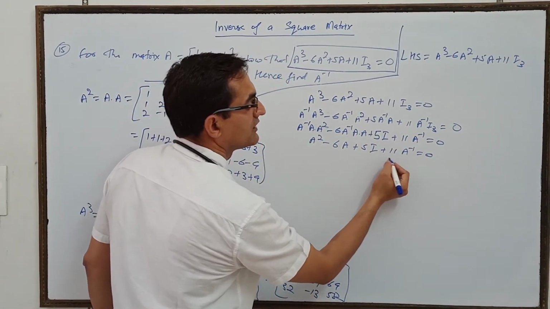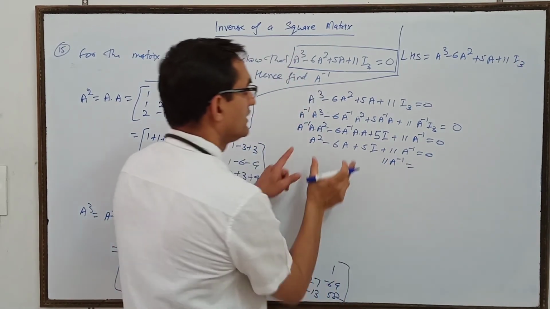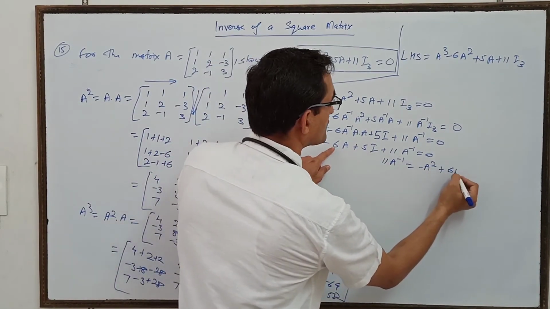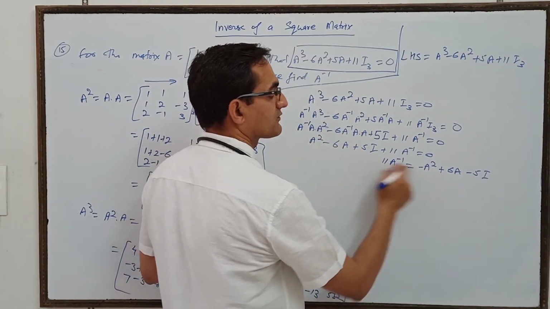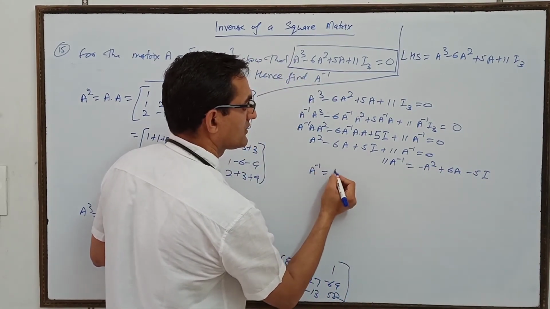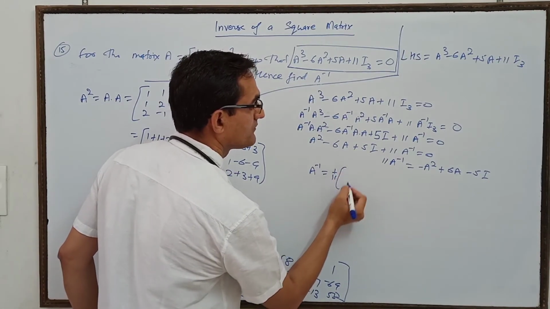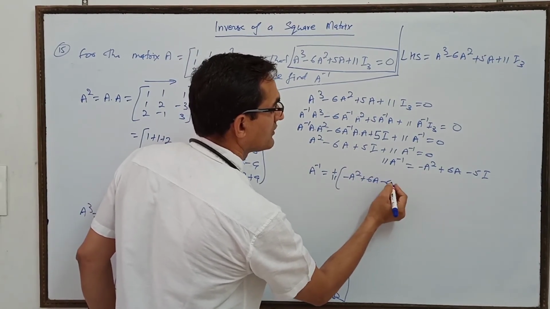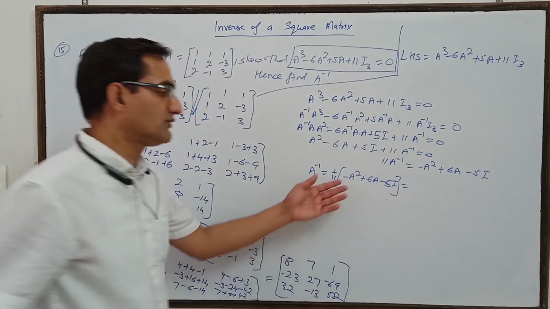So 11 into inverse of A. Take this one on the other side: minus A square plus 6A minus 5 into identity matrix. Now divide this one by 11. So inverse of A is equal to 1 by 11 into minus A square plus 6A minus 5 into identity matrix. So put the values and simplify it.